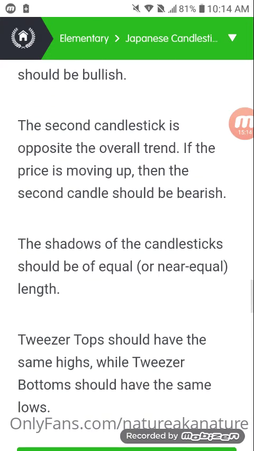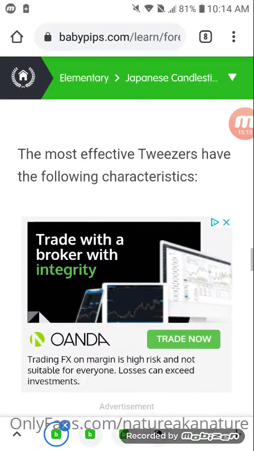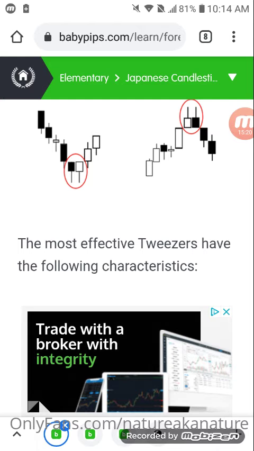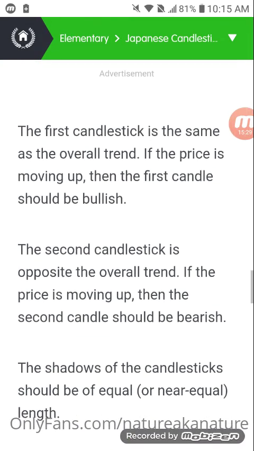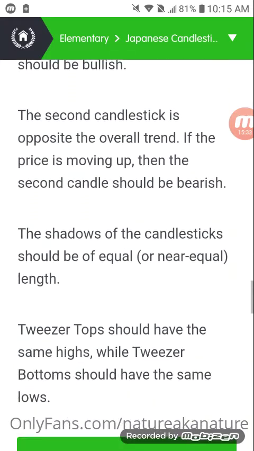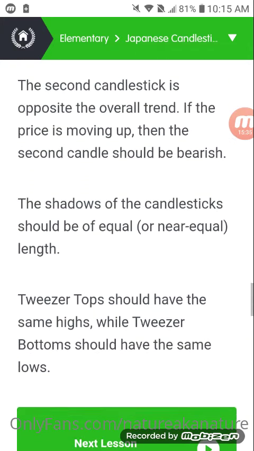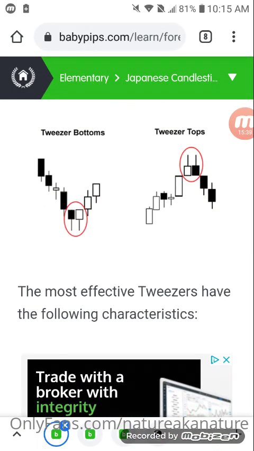So the shadows of the candlestick should be equal or near equal length. The long wicks, the lower wicks or the upper wicks, should be identical, equal or near equal in length. So the tweezer top should have the same highs, while the tweezer bottom should have the same lows.